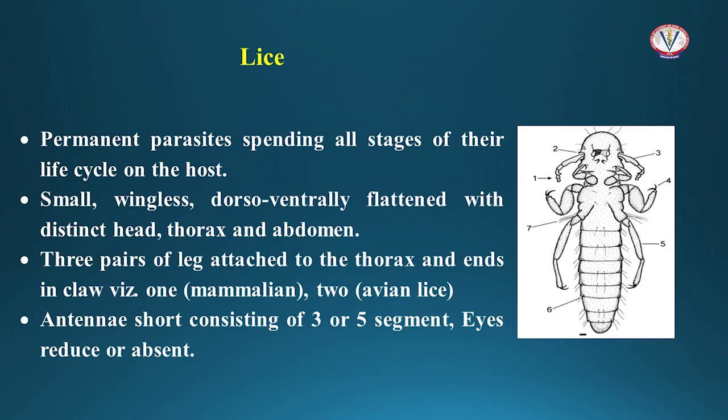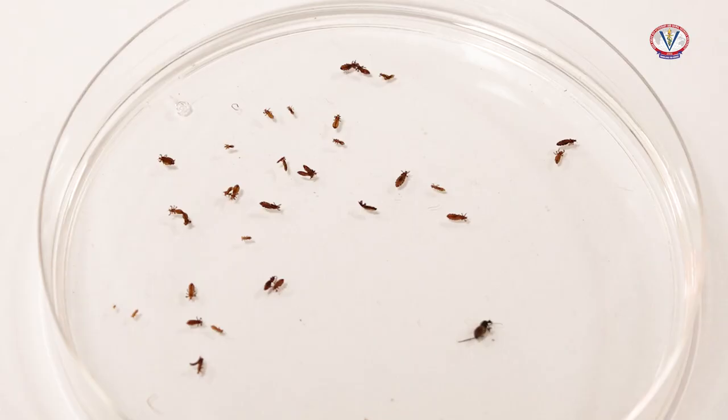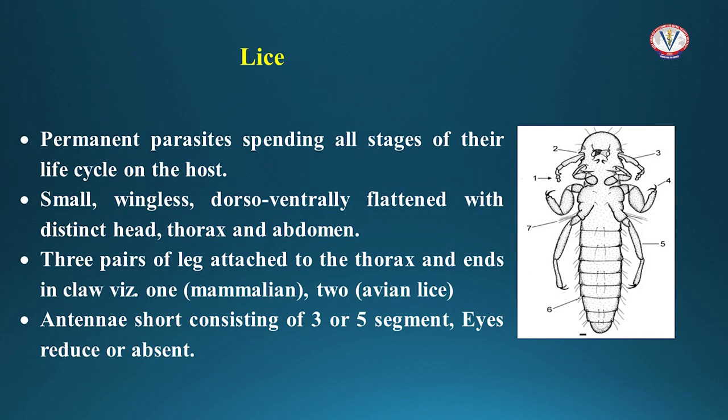Lice. Lice are permanent parasites spending all stages of their life cycle on the host. They are small, wingless, dorsoventrally flattened with distinct head, thorax and abdomen. They have three pairs of legs attached to the thorax and ending in claws. Mammalian lice have one claw, whereas avian lice have two claws.